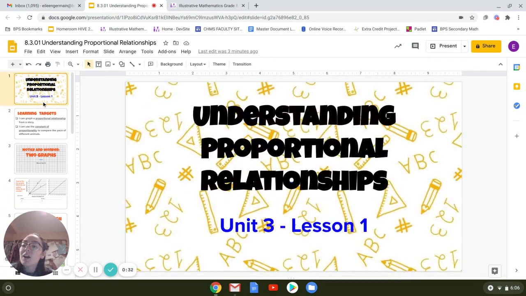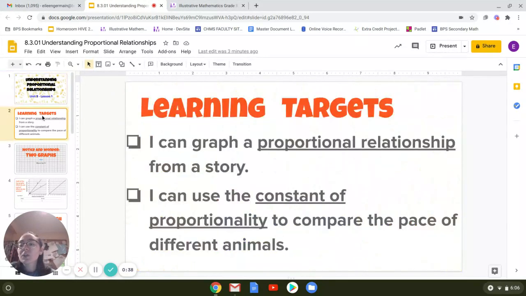So we're in this unit, unit 3, and we're talking about understanding proportional relationships. So we are graphing proportional relationships from a story, and we can use the constant of proportionality to compare the paces of different animals. If we remember, we said that the constant of proportionality is that constant rate of speed, right? How fast is this person walking? And we're going to compare these. In the first activity we did in class today, we compared the speeds of the ladybug and the ant.